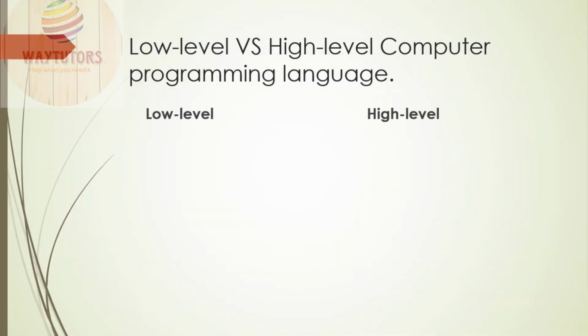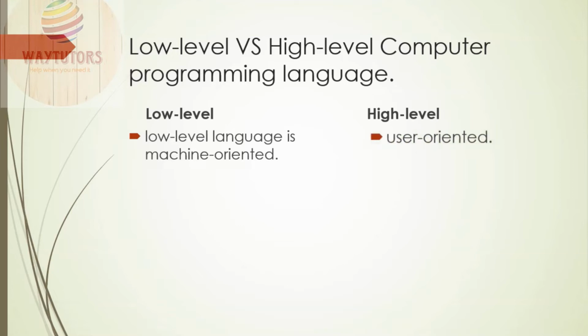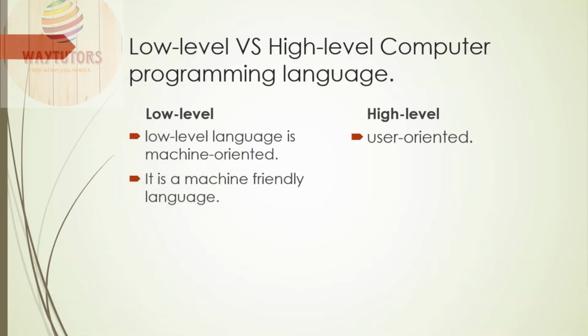So let's look at the difference between a low level and a high-level computer programming language. Low-level languages are machine-oriented, while high-level are user-oriented. Low-level is machine-friendly, and high-level is programmer-friendly. In other words, you can program in your own language, provided your computer is equipped with a package to understand your native language.